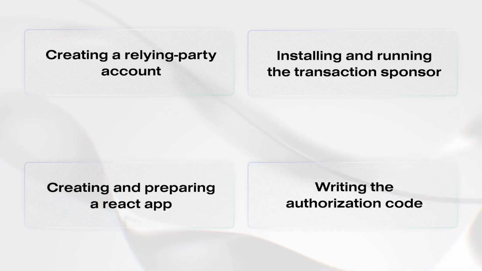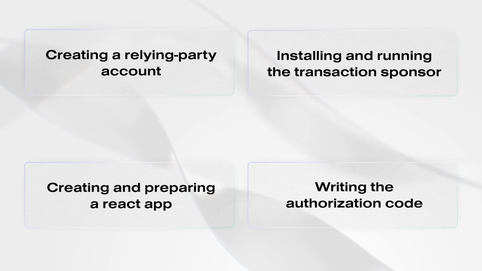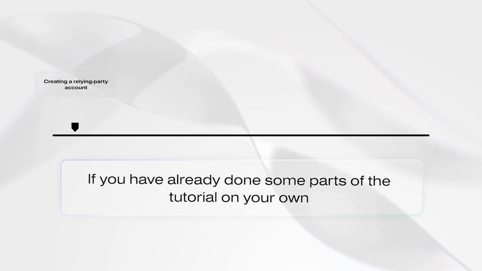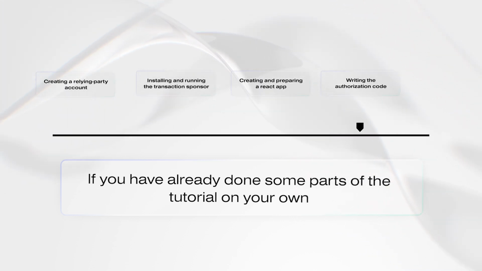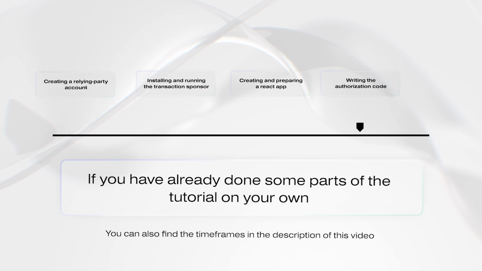This tutorial consists of 4 parts: creating a relying party account, installing and running the transaction sponsor, creating a React app with all the necessary dependencies, and writing the authorization code. If you have already done some parts of the tutorial on your own, feel free to skip to the parts you need. These 4 sections are highlighted as timestamps, but you can also find the timeframes in the description of this video. We're going to be using Testnet instead of Mainnet, but the flow remains identical.